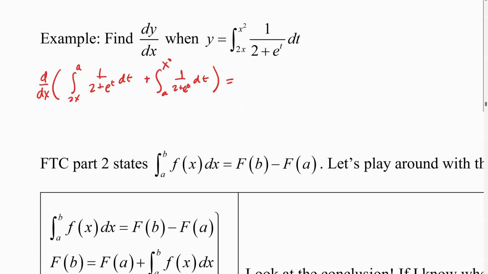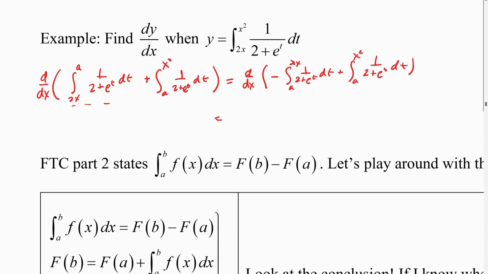As we saw earlier, the first one can be thought of as flipping the limits of integration and putting a negative sign out in front. Well, the second one can proceed just like we talked about in the previous discussion.